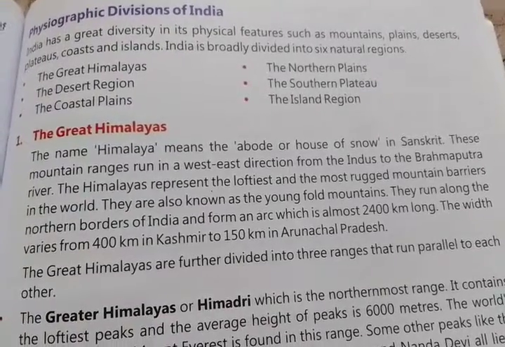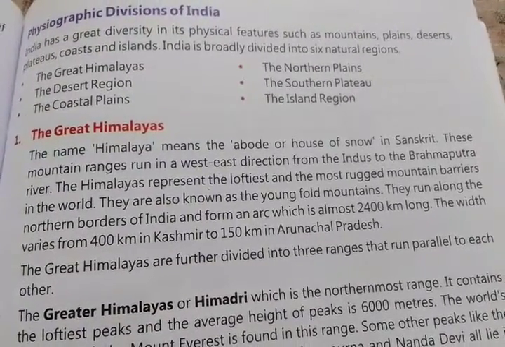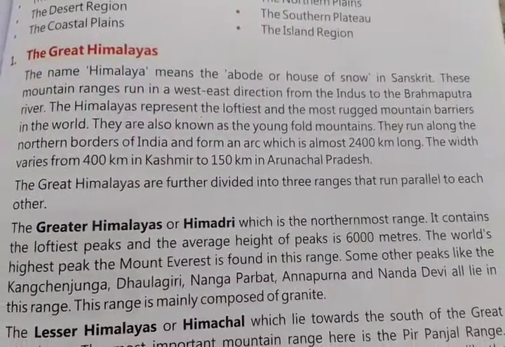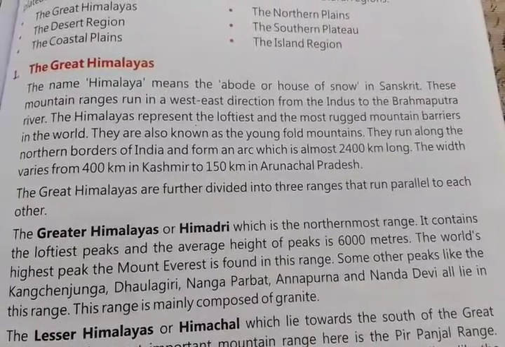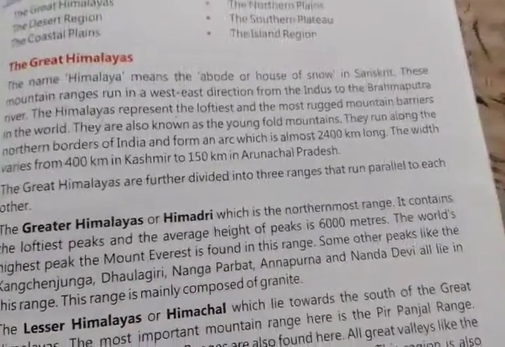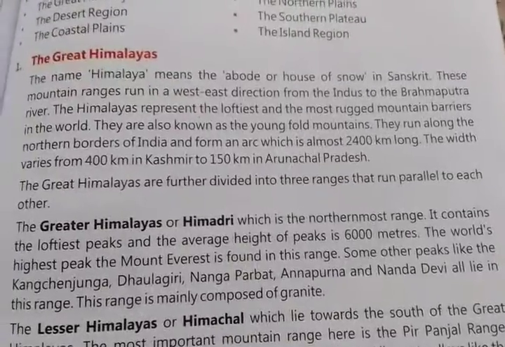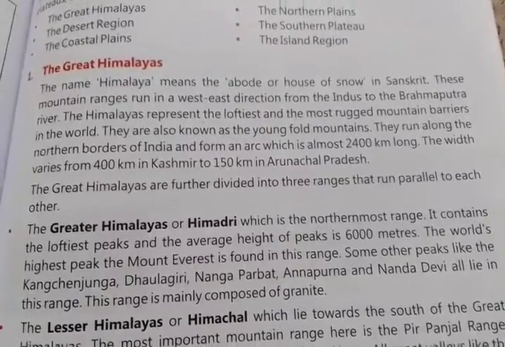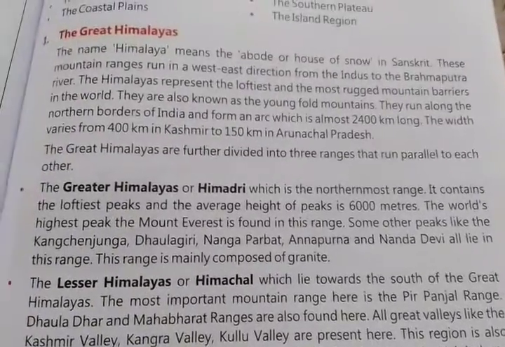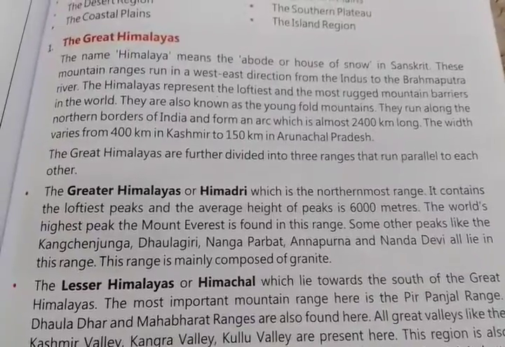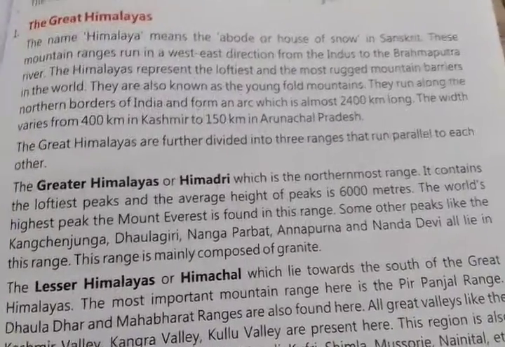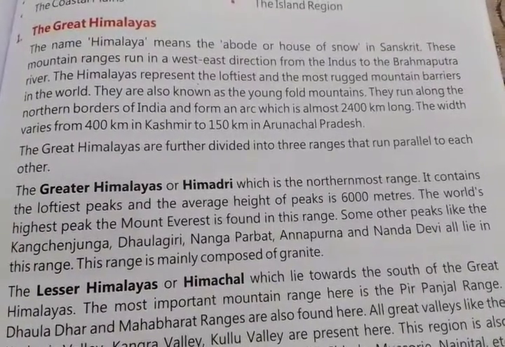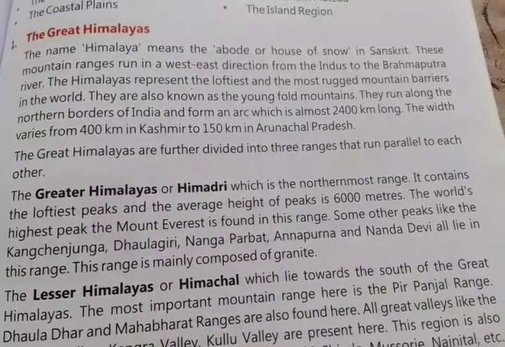First of all I'll tell you again about the Great Himalayas. The name Himalaya means the abode or house of snow in Sanskrit. These mountain ranges run in a west-east direction from the Indus to the Brahmaputra river. The Himalayas represent the loftiest and the most rugged mountain barriers in the world. They are also known as the Young Fold Mountains.